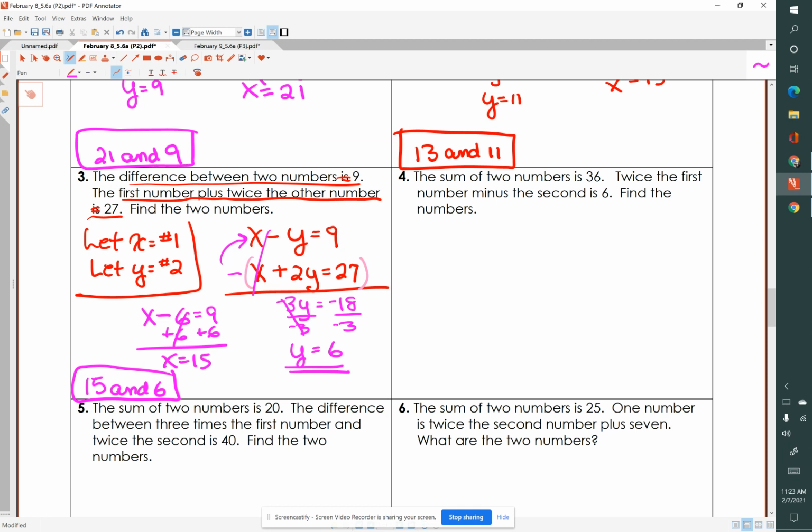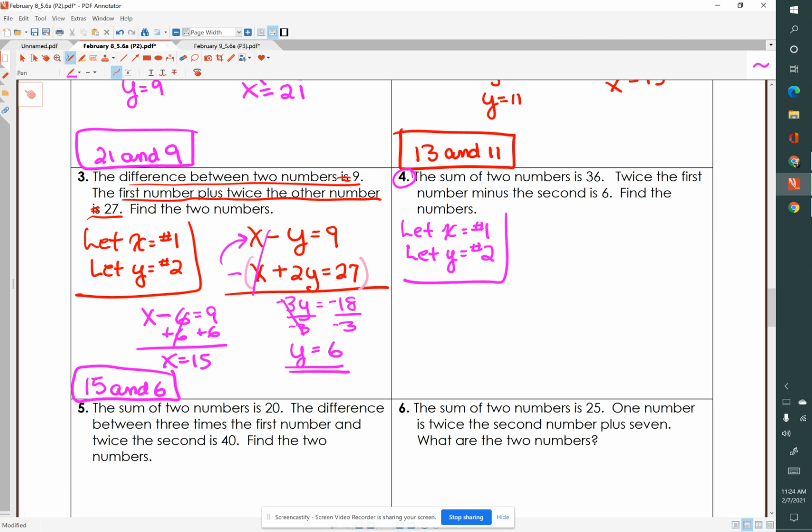All right, let's look at number 4. The sum of two numbers is 36. Twice the first number minus the second number is 6. Find the numbers. So let's define our X box first. Let X equal the first number. Let Y equal the second number, or number 2.